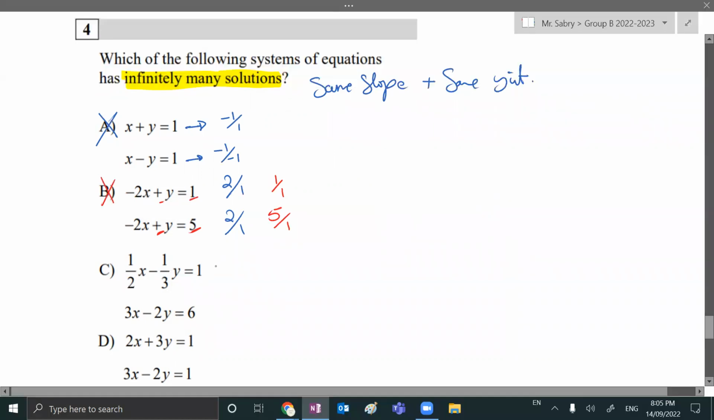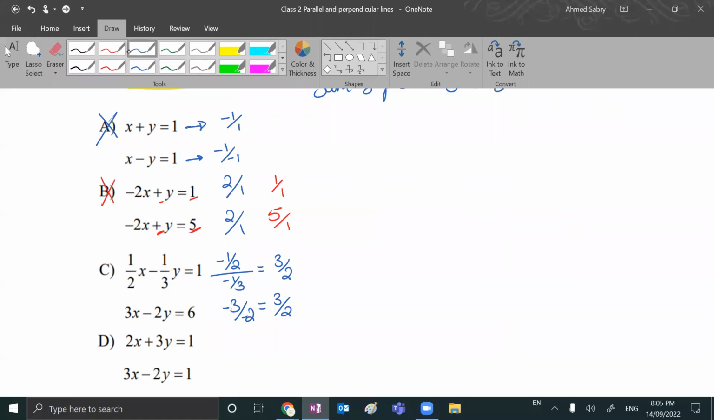If you check C, -½ divided by -1/3 is +3/2. If you checked the second equation, it's -3/-2, which is also +3/2. So they clearly have the same slope. We now just need to check the y-intercept.